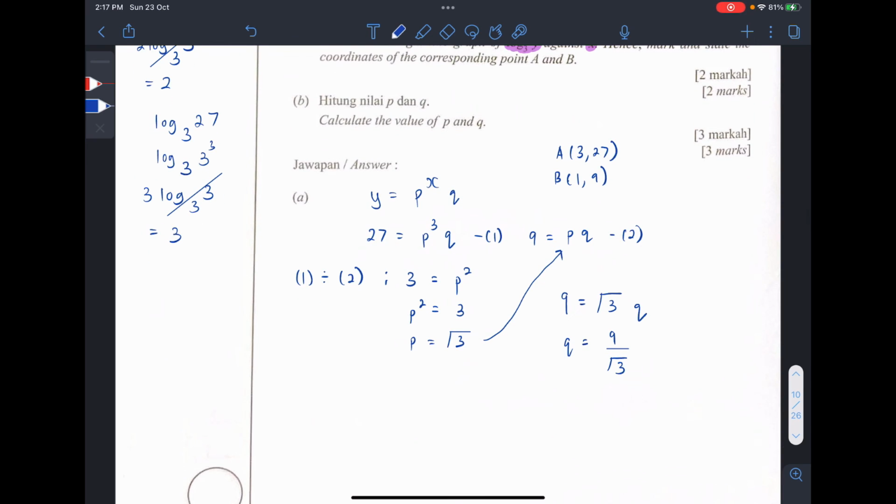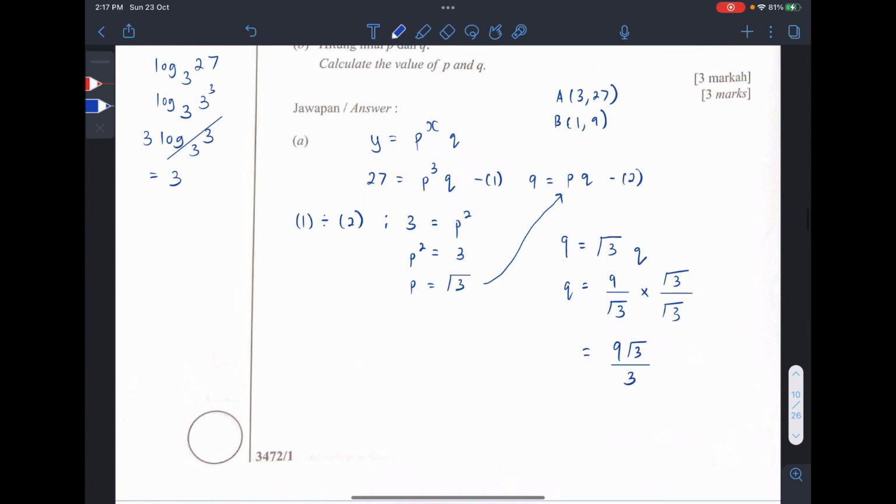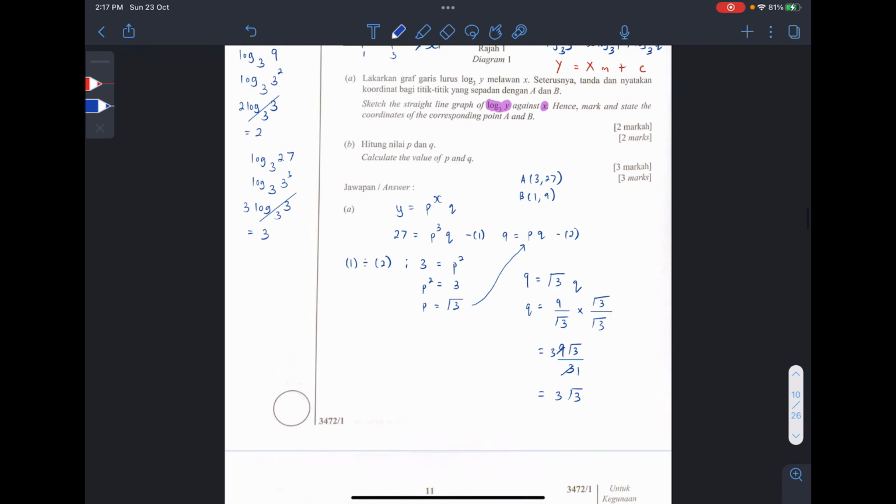Now, let's just make this look a bit nicer. We're just going to rationalize the denominator a bit. So multiply by root 3, multiply by root 3 as well. Alright, you are going to get 9 root 3, top times top, bottom times bottom. And root 3 times root 3 is just 3. You can simplify the value over here. So 1 and 3, you will be left with 3 root 3. And that is how you do it.